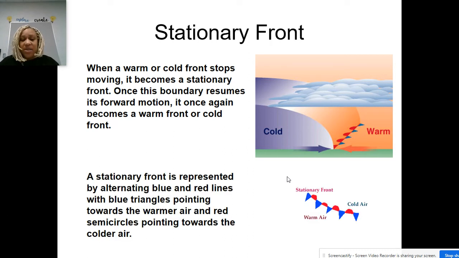A stationary front is represented by alternating blue and red lines, with blue triangles pointing towards the warmer air and red semicircles pointing towards the colder air. So they're pointing towards one another, indicating that they're stationary. They can't make up their mind who's going to take the lead, who's going to move first. You have a warm and a cold front that are just right there, not understanding one another. They're not moving, so it's just stationary.